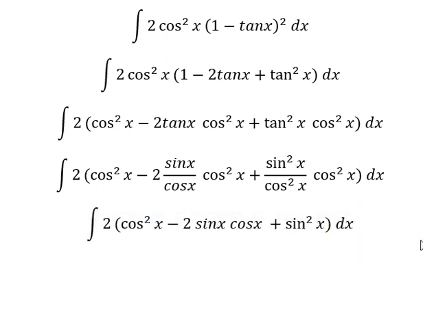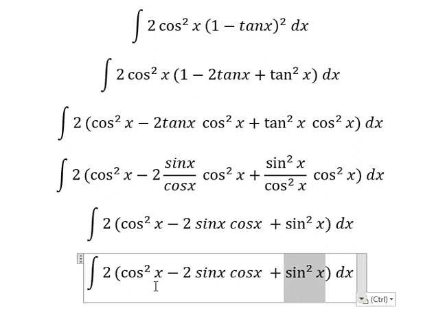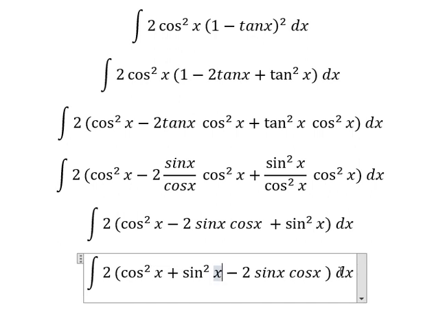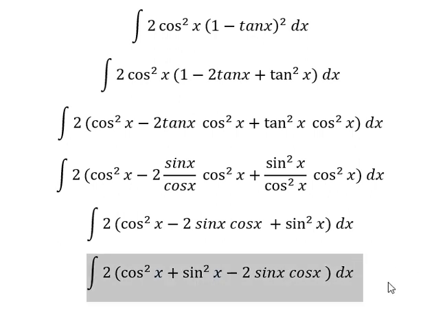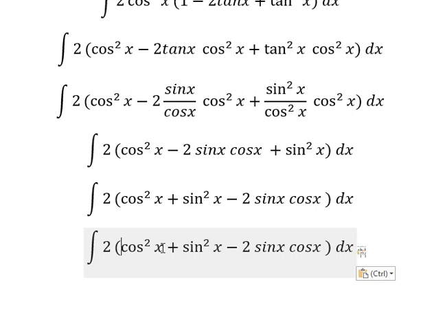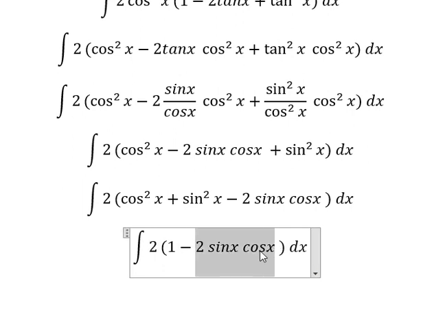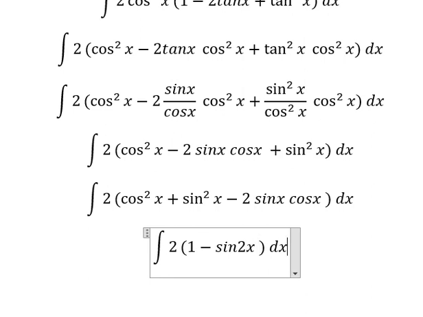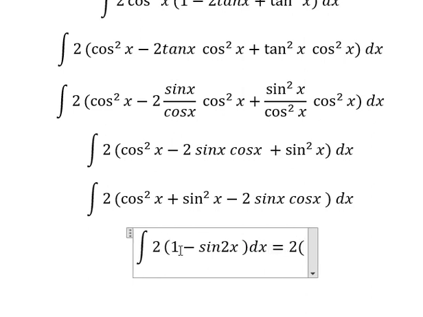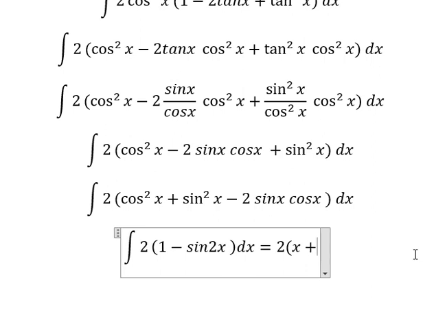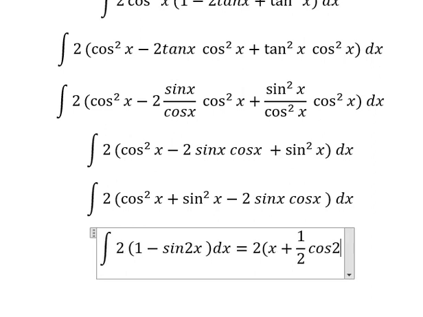Now I will put this one to the left. So this one equals number 1. This one is sine 2x. And now we have the final answer. The integration of number 1 is x. The integration of negative sine 2x is positive 1 over 2 cosine 2x.